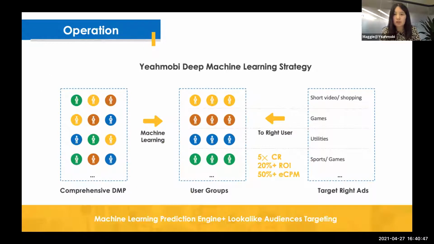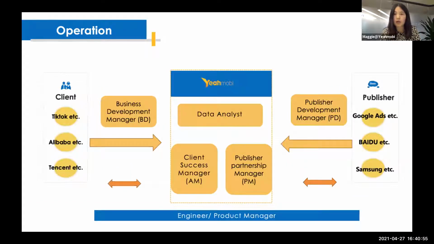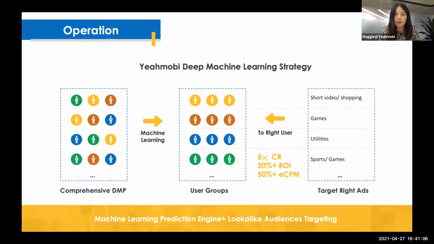And so this is about how we display the right ads to the right user, which means how we work on EVYD platform through data analysis, client success manager, and publisher partnership manager, and also engineer and product manager. So for this part, we have a very comprehensive DMP with very huge data on this platform. And through our machine learning, we could divide all the users into different groups. Like for this group, they prefer to use some e-commerce apps, and for that group, they prefer to play some RPG games. So we divide all this data into different groups, and then we display them with specific ads.